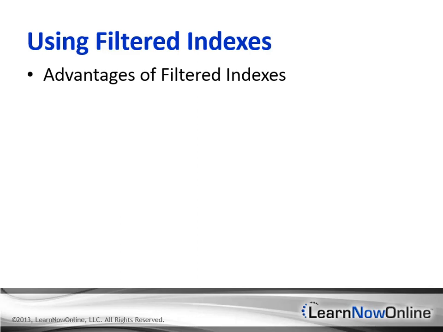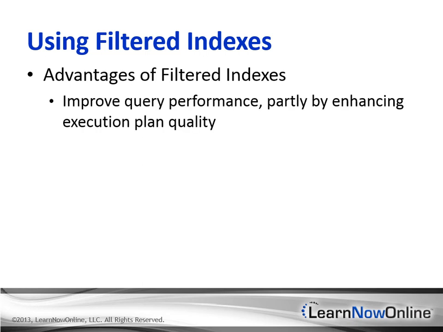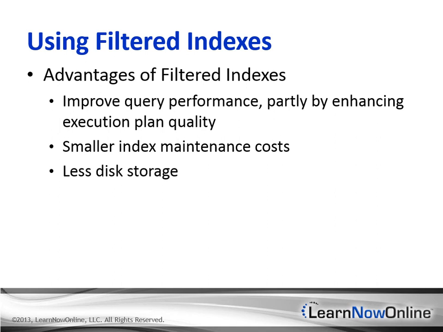Filtered indexes offer three primary advantages. They improve query performance, in part by enhancing the quality of the execution plan. The maintenance costs for the index are smaller because the index needs updating only when the data it covers changes, not across every row in the table. And the index requires less storage space because it covers only a small set of rows.